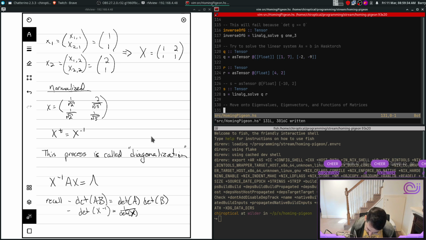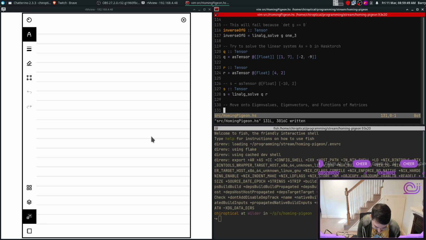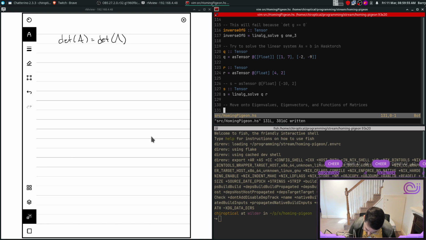So it says, therefore, the determinants of X inverse and X on the left side cancel each other out, and we obtain determinant A is equal to the determinant of lambda. In other words, the determinant of a matrix is just the product of all its eigenvalues. Yep, I think we talked about that before, actually.